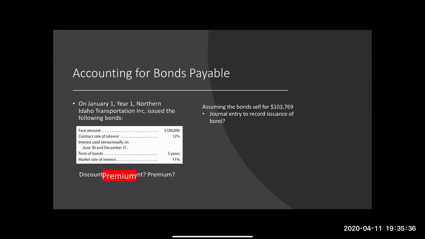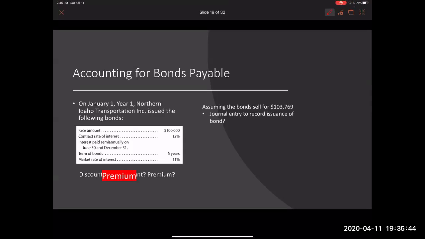Now let's assume the bond sells for $103,769, okay? Now, as I mentioned when we were talking about a discount, when you're looking at the premium amount, this is the amount I must provide you with. Do not try to come up with it or multiply it or calculate it. I will provide it to you, okay? Now let's see how we're going to capture this journal entry, okay?